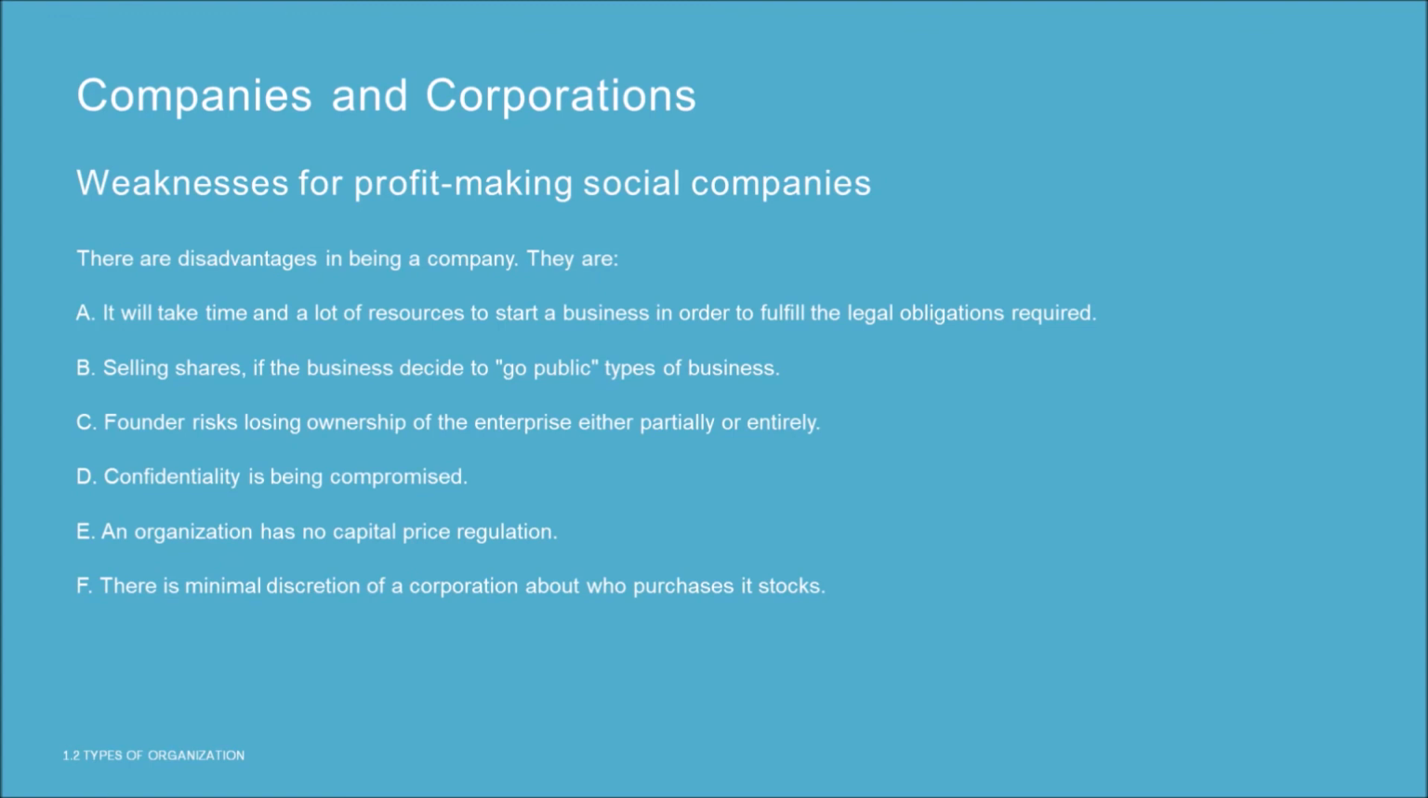Weaknesses of profit-making companies. There are disadvantages in being a company. They are: A. It will take time and a lot of resources to start a business in order to fulfill the legal obligations required. B. Selling shares, if the business decides to go public. C. The founder risks losing ownership of the enterprise either partially or entirely. D. Confidentiality is compromised. E. An organization has no control over capital price. F. There is minimal discretion for a corporation about who purchases its stocks.